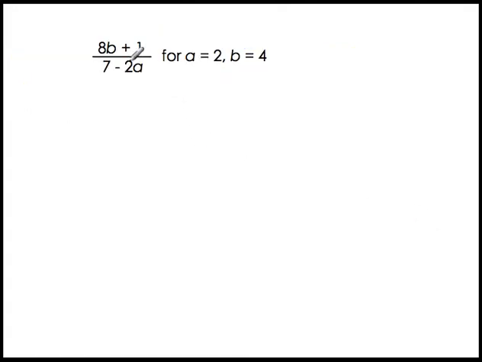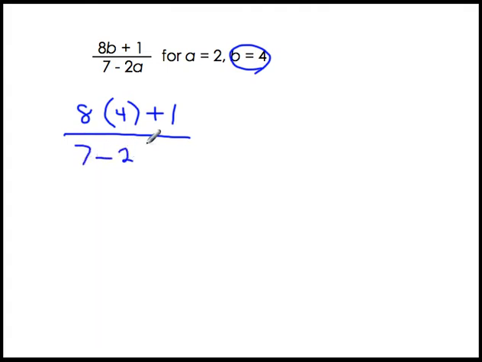Next one. This is a crazy fraction. Okay? We're going to work this out. Notice that b is 4, so I'm going to plug that in first. Okay, so I'm going to have 8 times 4 plus 1 over 7 minus 2 times a is 2. So I'm going to take this a out and I'm going to put the 2 in its place.